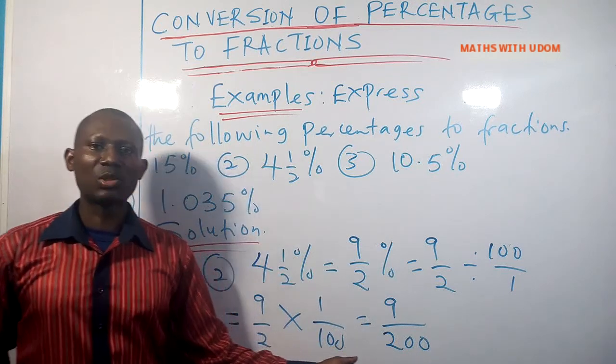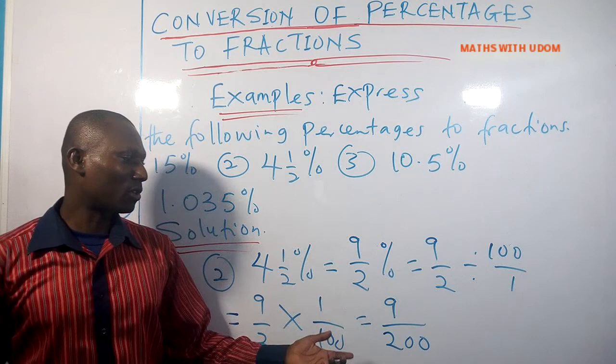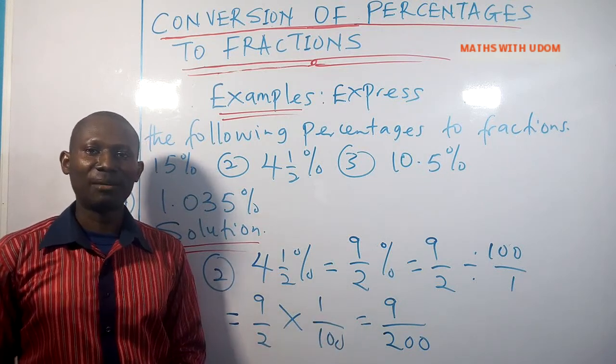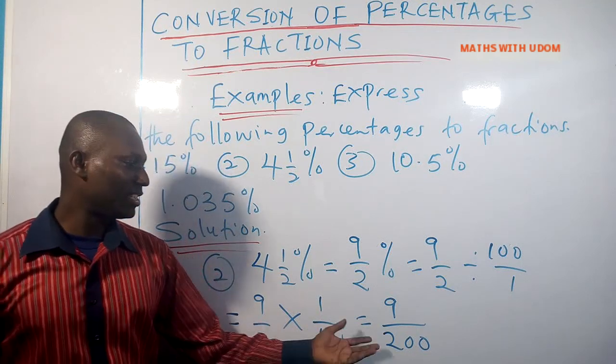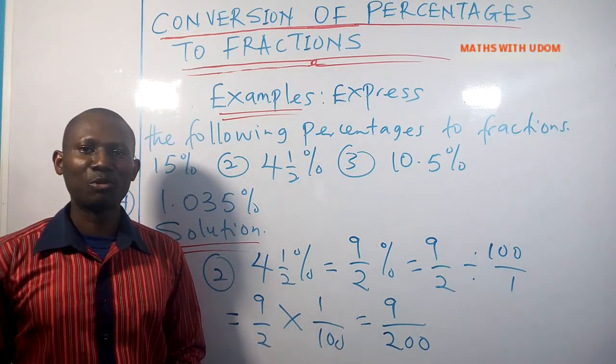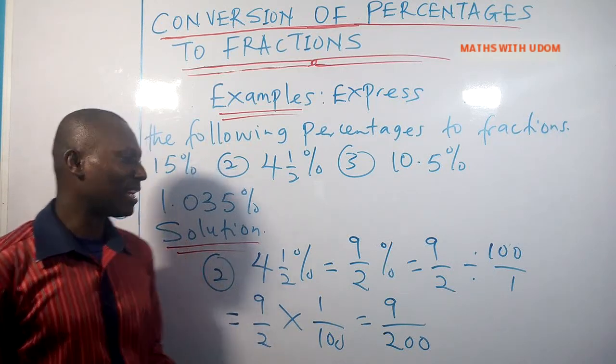As you can see, there's no common factor between 9 and 200 except 1. 1 can go through them, but there's no other number except 1. So our final answer is 9 over 200, which is a fraction. Is that okay? Let's move to the next example.